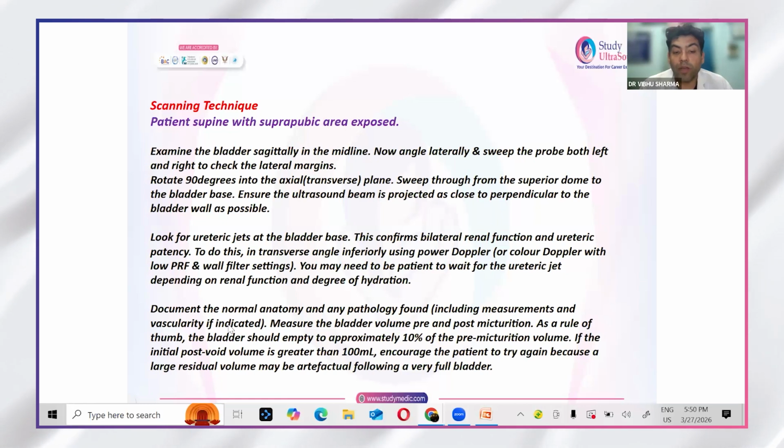As a rule of thumb, the bladder should empty approximately 90% of the pre-micturition volume. If the initial post-void volume is greater than 100 ml, then you should ask the patient to go for a post-void scan.